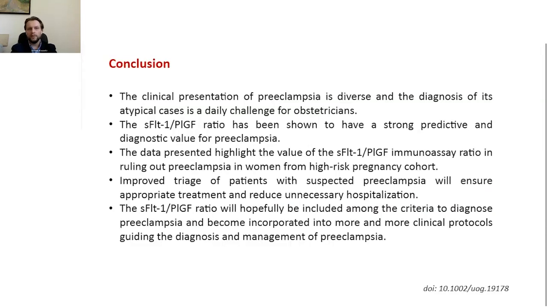And the conclusion: the clinical presentation of preeclampsia is diverse, and the diagnosis of its atypical cases is a daily challenge for obstetricians. The sFlt-PlGF ratio has been shown to have a strong predictive and diagnostic value for preeclampsia. The data presented highlight the value of the sFlt-PlGF immunoassay ratio in ruling out preeclampsia in women with a high-risk pregnancy cohort. Improved triage of patients with suspected preeclampsia will ensure appropriate treatment and reduce unnecessary hospitalization.